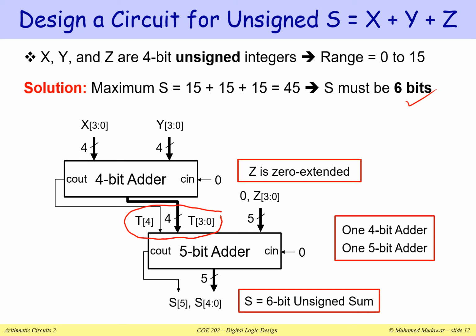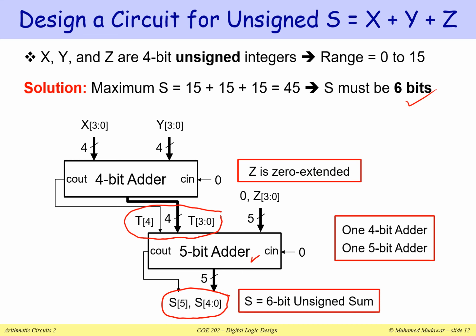Now z is 0 extended to become 5 bits, and the second adder will be a 5-bit adder that will add t4 down to 0 with z. So t here is the sum of x plus y, and then we take this t and we add it to z. Now z must be 0 extended to 5 bits because z is unsigned. So we use a 5-bit adder that is going to produce a 5-bit sum and a carry, but the carry becomes bit 6. So now in total we have a 6-bit unsigned sum.